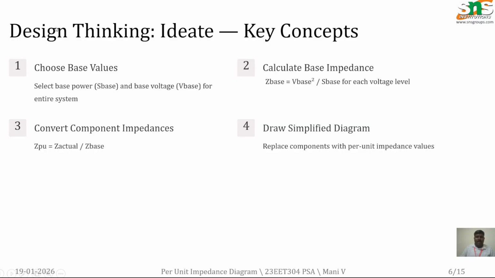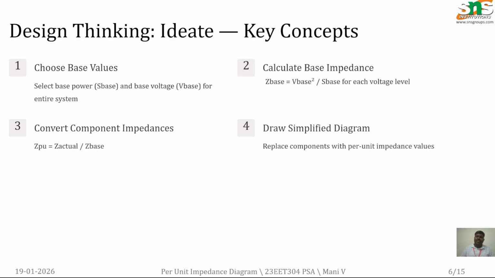The second step, after choosing the base value, is to calculate the base impedance. This is the formula: the base impedance is equal to the base voltage squared divided by the base apparent power. That is nothing but base kV whole square divided by base MVA. So it can be calculated for each voltage level.